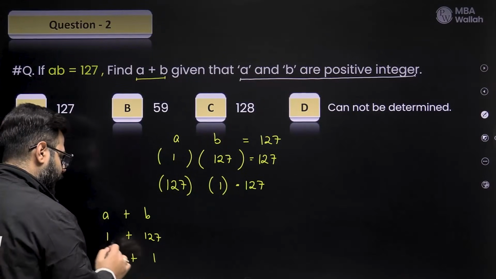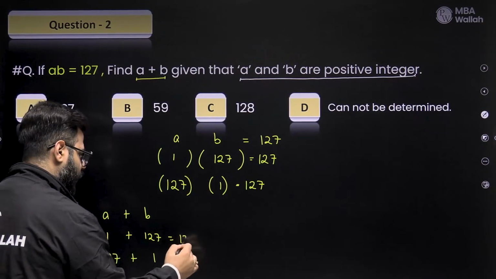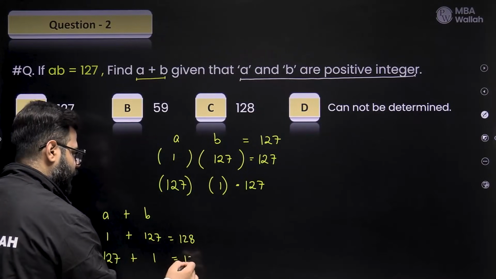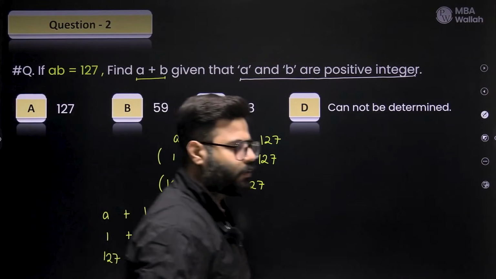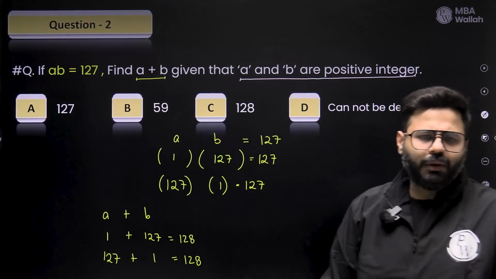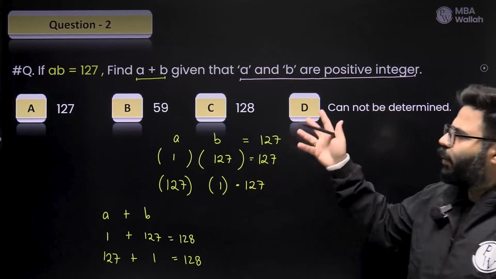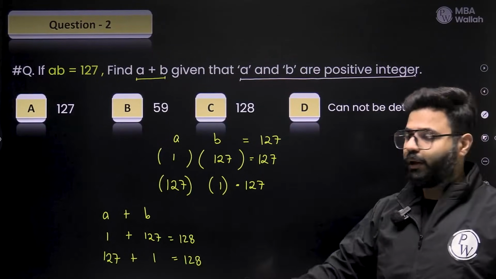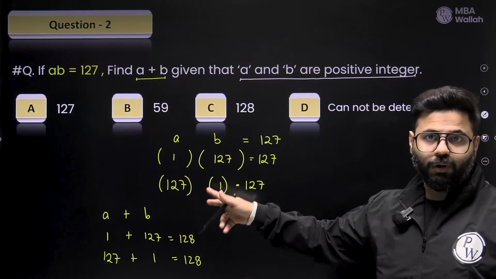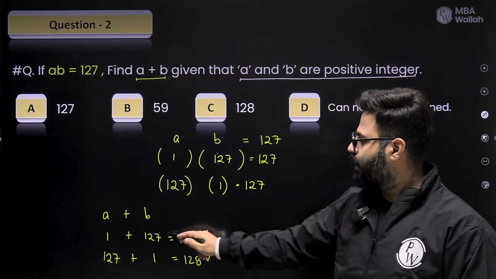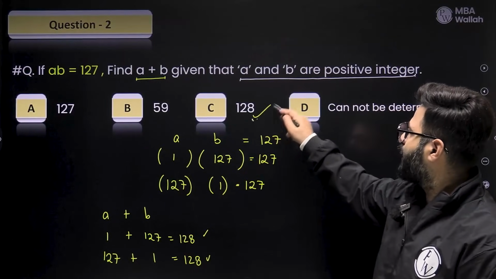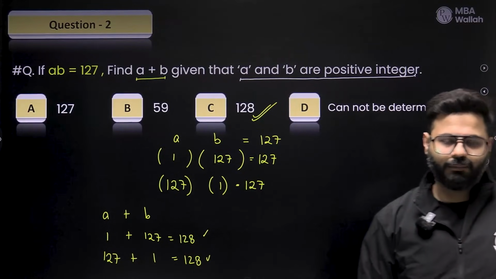If I add this, I get 128. Even if I add this, I get 128. So it doesn't matter whether A is 127 or B. I don't care. I'm not here to tell you what is A, what is B. I am here to tell you the sum of the two numbers that product to 127, and the sum of two numbers is 128. Whether it be this case or this case, I don't know. The answer is C, not D.